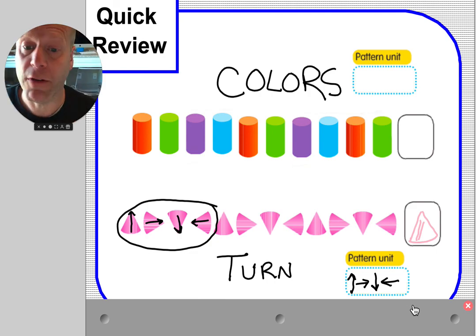This should ring a bell for you as something that we've been doing over the last couple days. Alternating colors, using turns, position, shape, sometimes more than one at the same time to make a pattern.